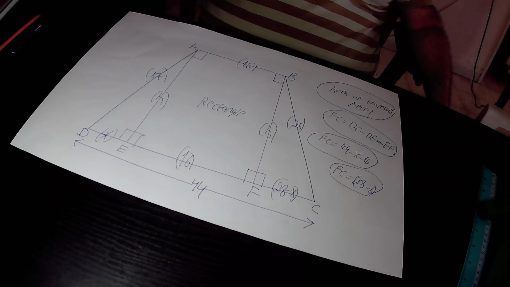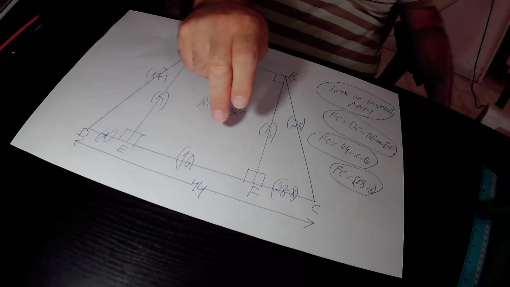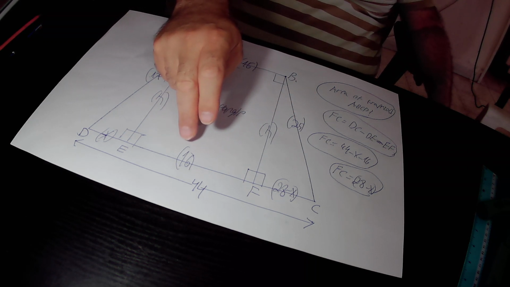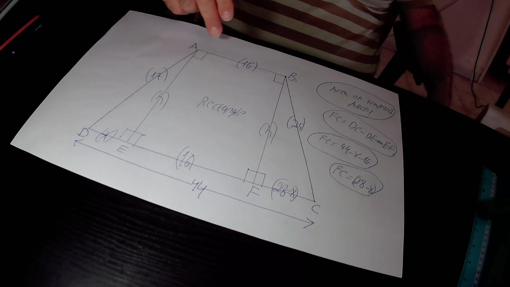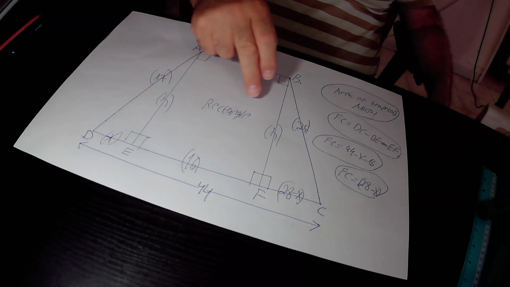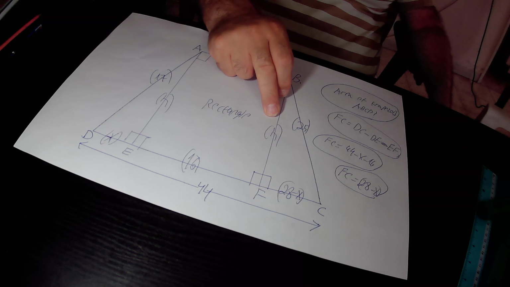But we also know that the opposite sides of a rectangle are equal to each other. So in rectangle ABFE, side AB must be equal to the opposite side FE. But AB is 16, therefore FE must also be equal to 16 units in length. Likewise, in the same rectangle ABFE, side AE must be equal to the opposite side FB. But AE is X, therefore FB must also be equal to X.